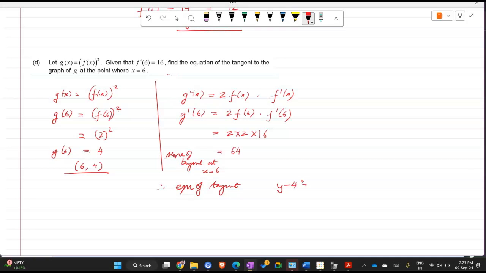y minus y1 is equal to m into bracket x minus x1. So y is equal to 64x minus 6 4s are 24, 384, plus 4. So y is equal to 64x minus 380.